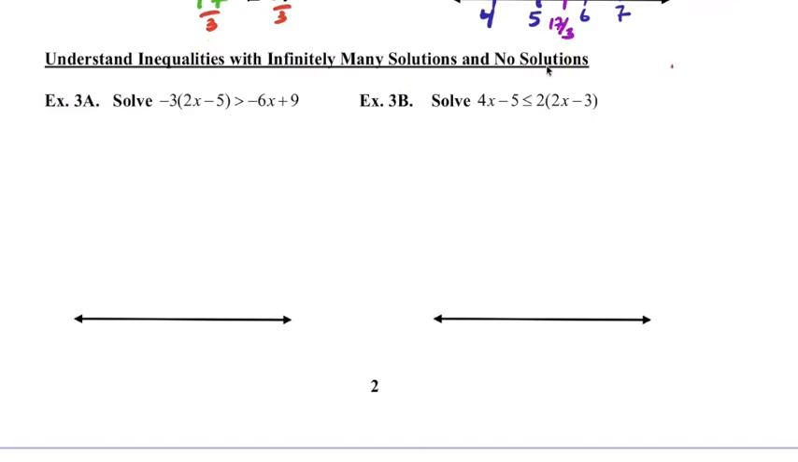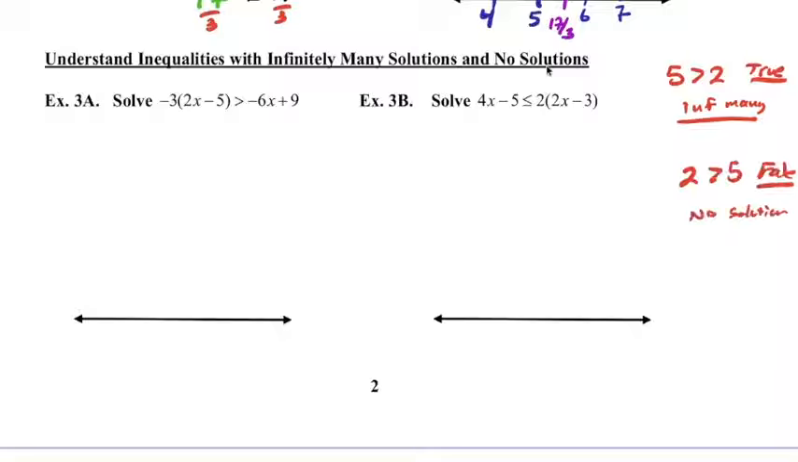If you get something that's true, like 5 is greater than 2, that's a true statement. That's infinitely many, right? So true is infinitely many. If you get something that's false, like 2 is greater than 5, that'd be no solution. So same concept. If you get a true statement, infinitely many; get a false statement, no solution. So let's do an example here.